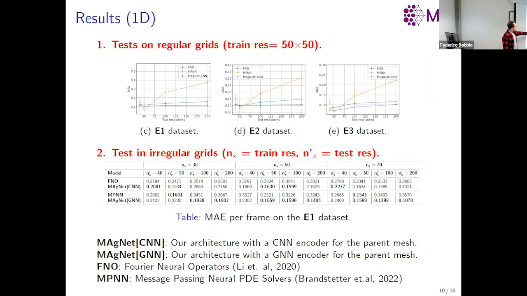This is for irregular grids. In this case, you have the training resolution here and the testing resolution here. I'm not going to go into detail. Basically, the bold values are where the best MAEs are, and in most cases, basically we do better in 1D.